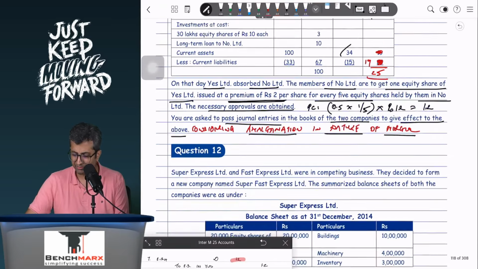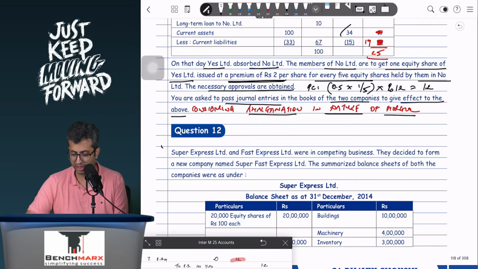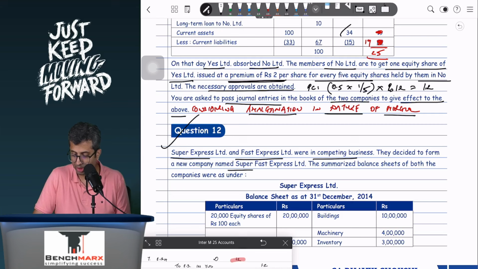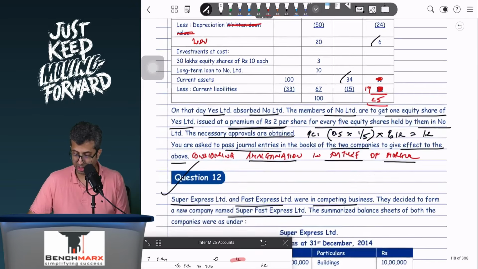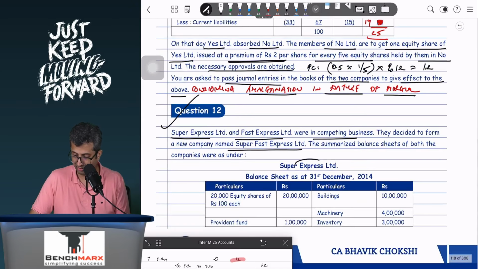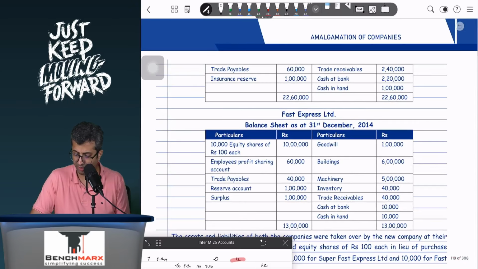12 is a very basic question. I would say it is reading the question and completing it. So Super Express and Fast Express were in competing business. They decided to form a new company called Super Fast Express, and the summarized balance sheets are as under. So you have the summarized balance sheet for Super Express and then the summarized balance sheet for Fast Express.